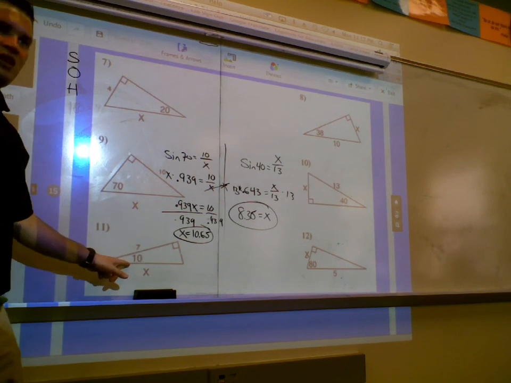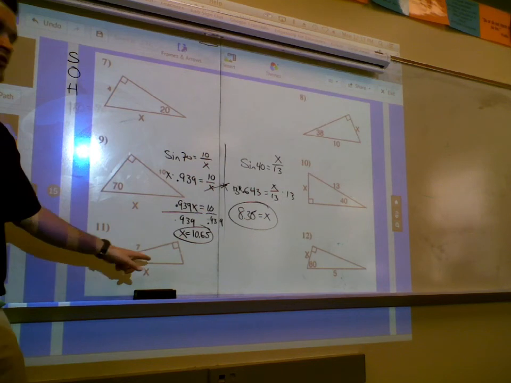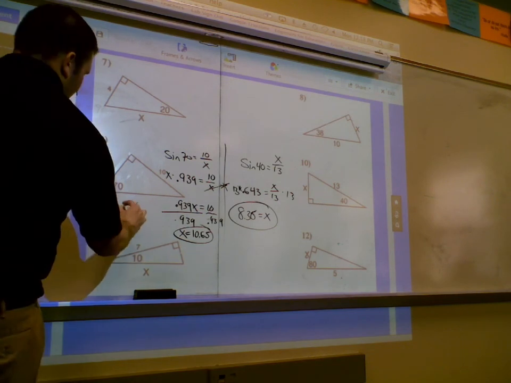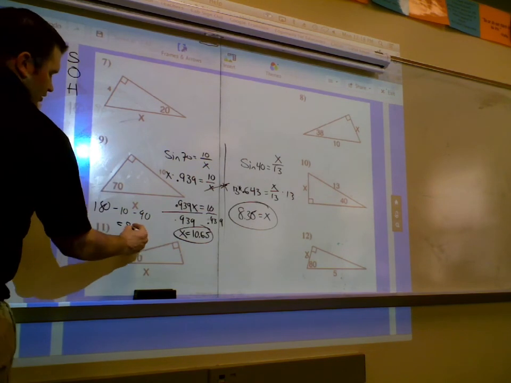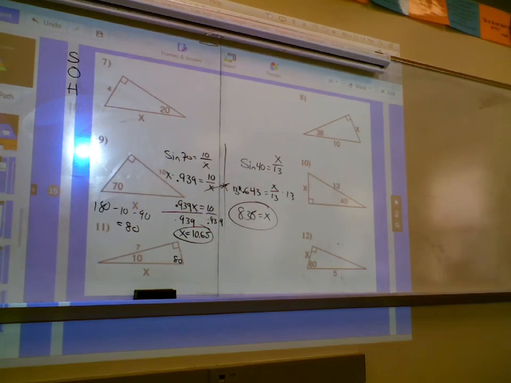So instead of 10, what angle should I use? The other one. How do I find the other one? It's 80. So we do 180 minus 10 minus 90. What do we get? 80. So that means this angle right here is 80. If I call that 80, then we can use sine, can't we? What theta am I using? 10 or 80? 80. So try 11 and 12. It's the same idea.